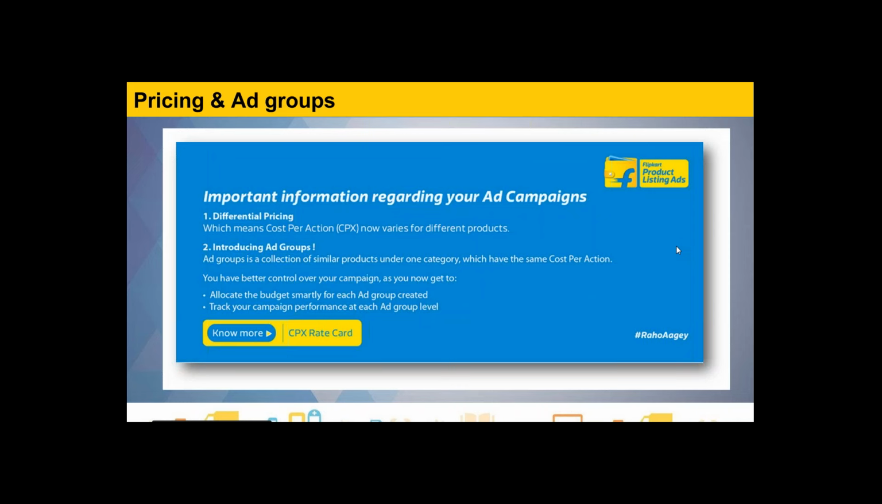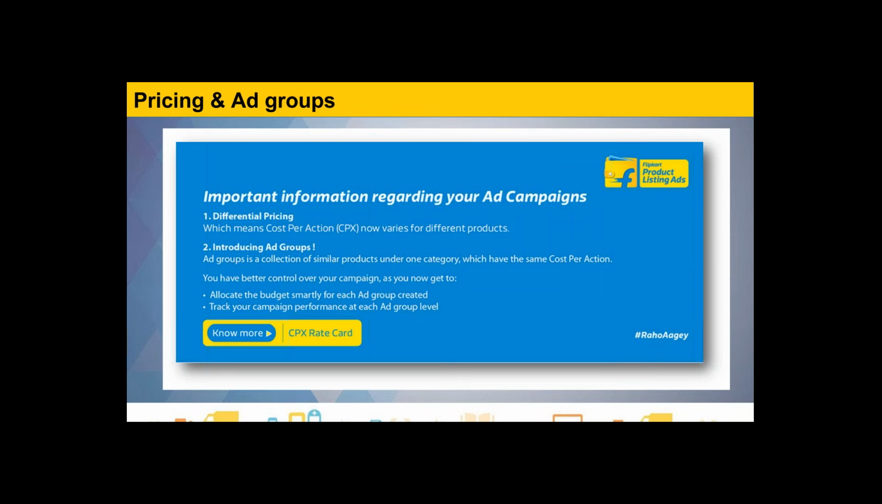As you know, we have recently launched differential pricing and ad groups. Also, the user interface of the advertising dashboard has been revamped. So what is differential pricing? It's simply different CPX for different products. We understand that every product category is unique and has different business fundamentals, such as demand, supply, and margins of each product. Which is why, to give you more control over your campaigns, we launched ad groups.